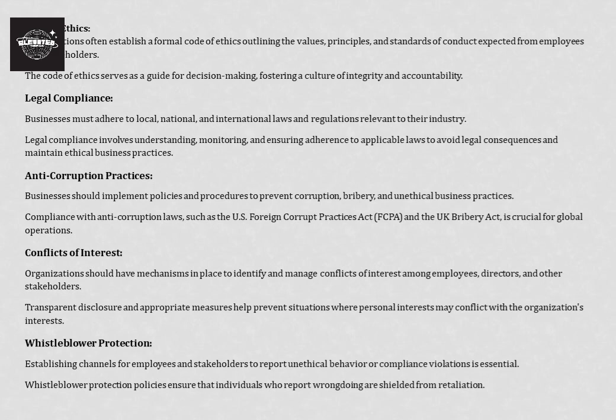Whistleblower protection. Establishing channels for employees and stakeholders to report unethical behavior or compliance violations is essential. Whistleblower protection policies ensure that individuals who report wrongdoing are shielded from retaliation.